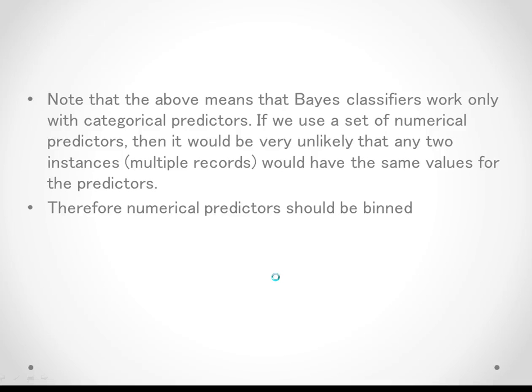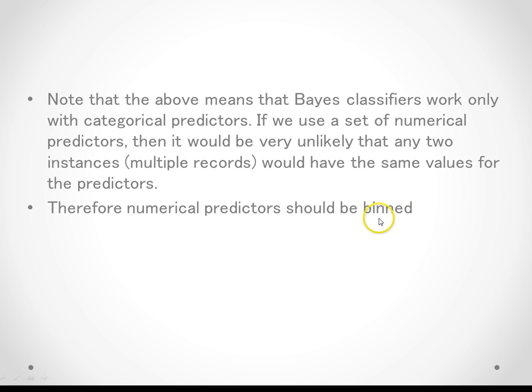If we use a set of numerical predictors, then it would be very unlikely that any two instances, that's what I said here, right? When I said their salary was 40681, it's going to be so unlikely that another one is going to be exactly like this. If we have just categorical predictors, we don't have so many different possibilities, so it's more likely to work. The complete Bayes is more likely to work. Therefore, numerical predictors should be binned.